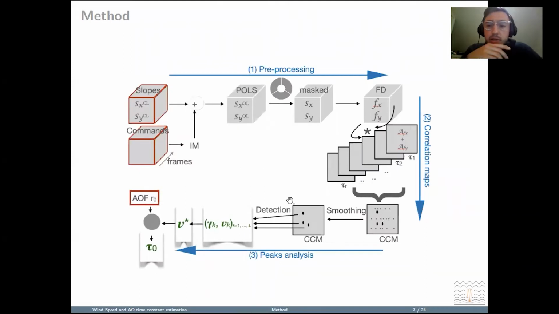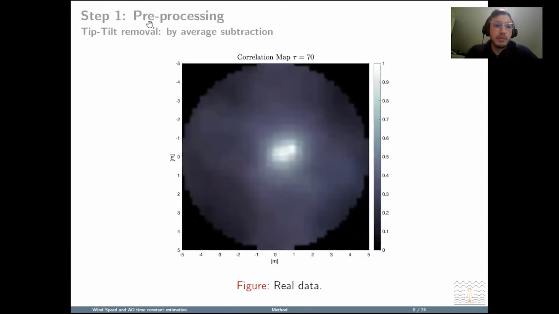The method is split in 3 parts. The first one is pre-processing the data. The second one is building the correlation maps, and the third one is the peak analysis. The first step is when we pre-process the data.